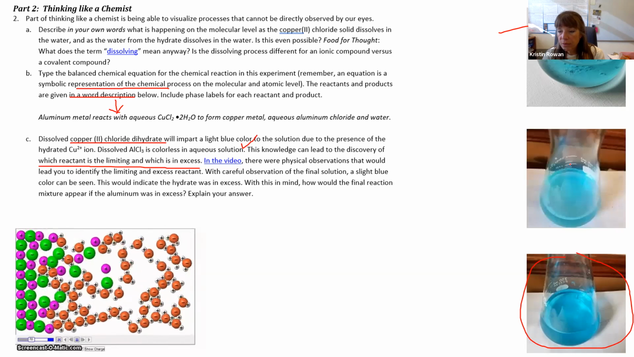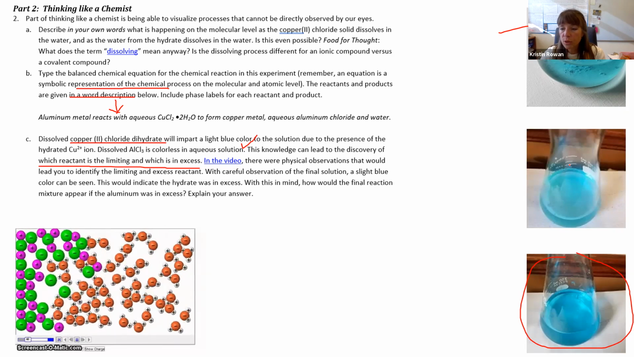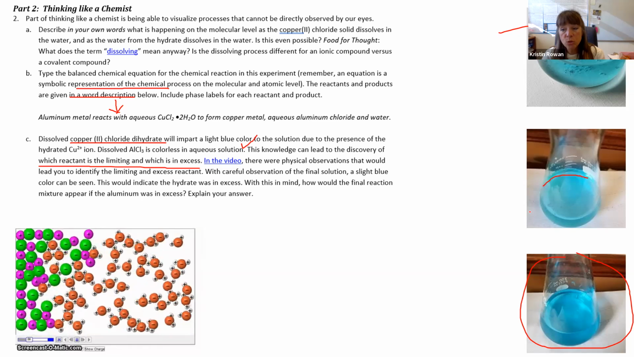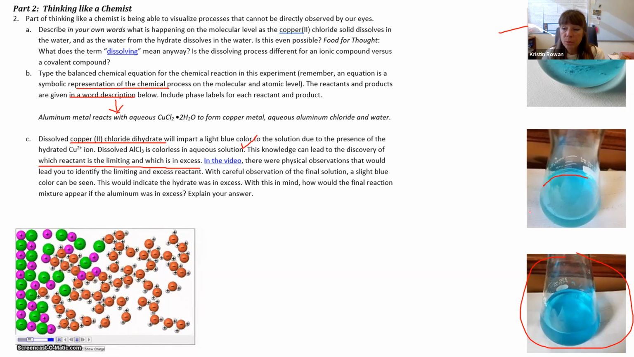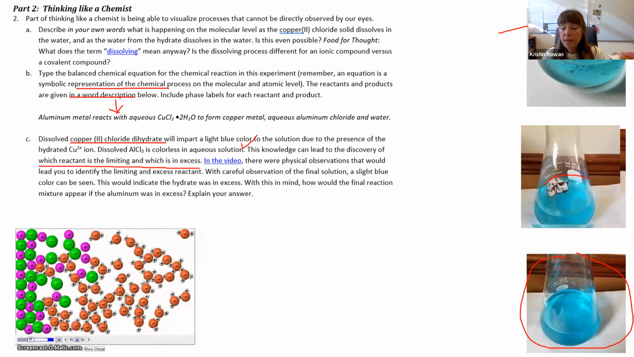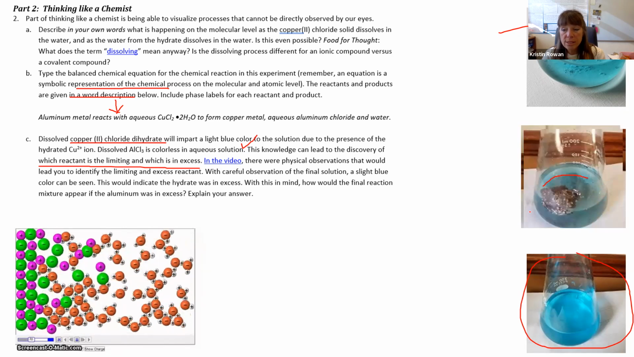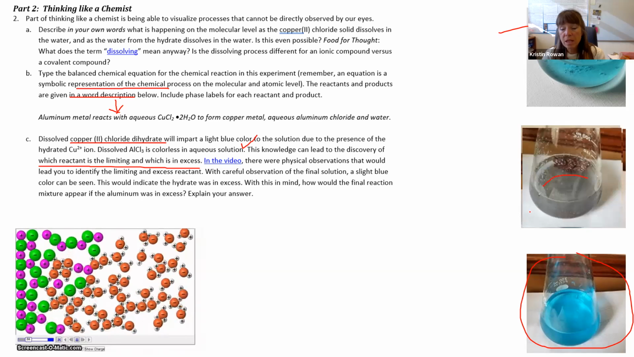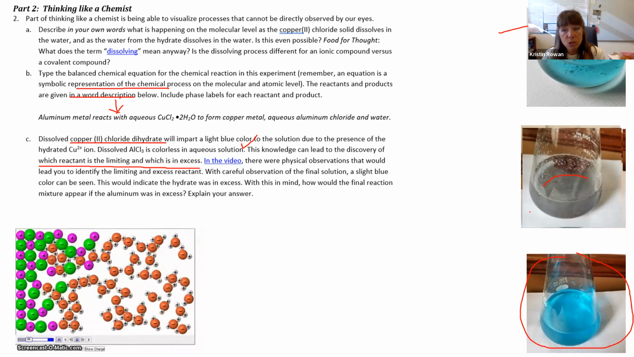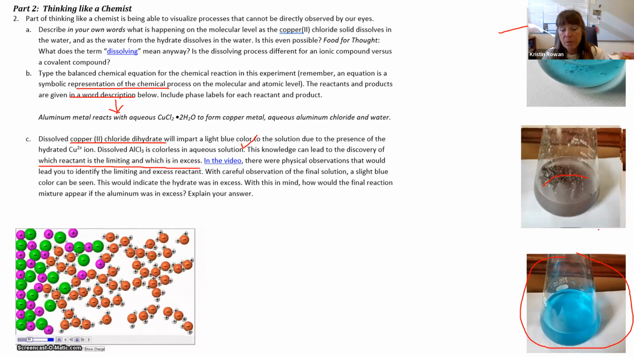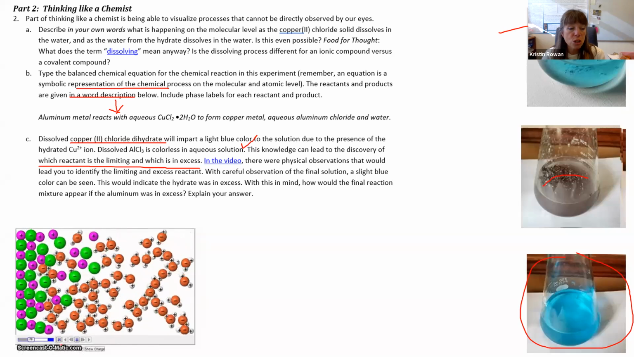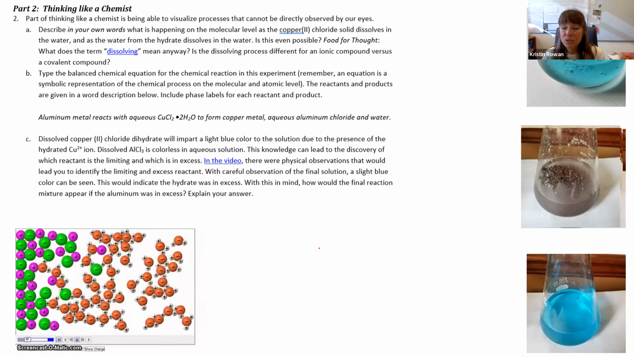I have another little GIF here, or not a GIF, but where you just overlay images, and it shows after I dissolve the copper 2 chloride dihydrate, it becomes that nice light blue. Then I put in the aluminum. Then the aluminum is reacting, doing its thing like we saw before. Copper is coming out on the surface of the aluminum. It's continuing to react, but you'll notice that that blue color is disappearing. The blue color is still disappearing, but you might notice a big, huge chunk of aluminum that's left over.